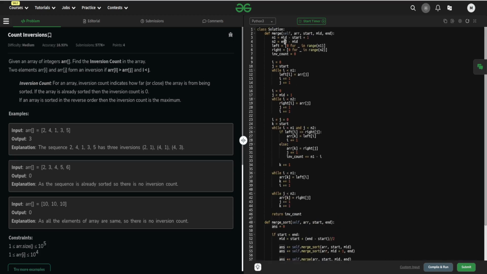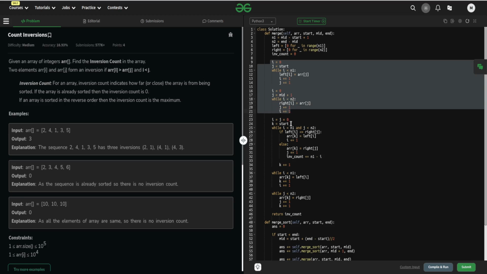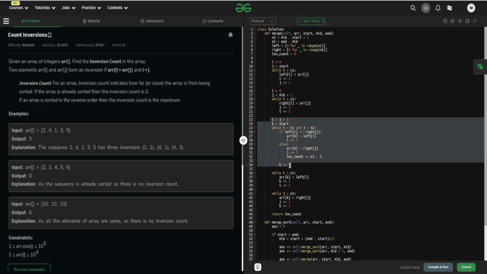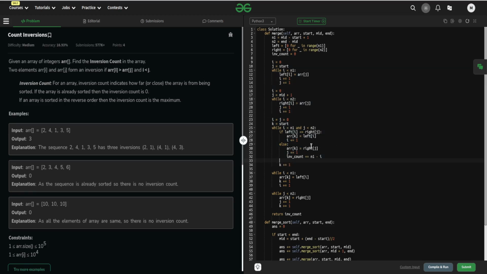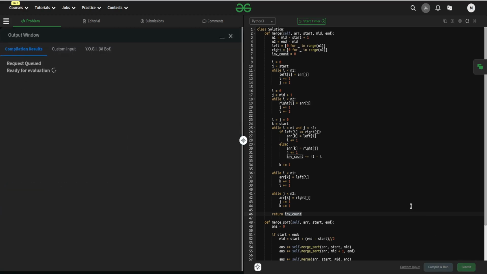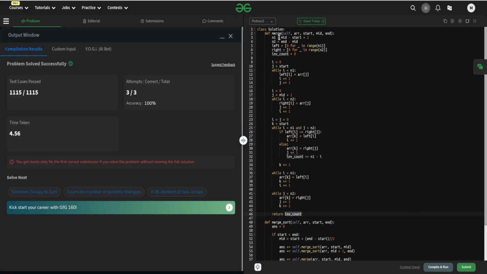And in the merge function, we have n1 and n2, which is the length of the left and right subarray. Then we have left and right arrays and inversion count. Then we are populating our left and right arrays, and then we are performing the merge operation. While performing the merge operation, if this is an inversion pair, then in such case, inversion count will be updated by n1 minus i. Towards the end, we are returning inversion count. So that's the Python implementation, folks. Now let us submit our solution. So our Python solution got accepted.